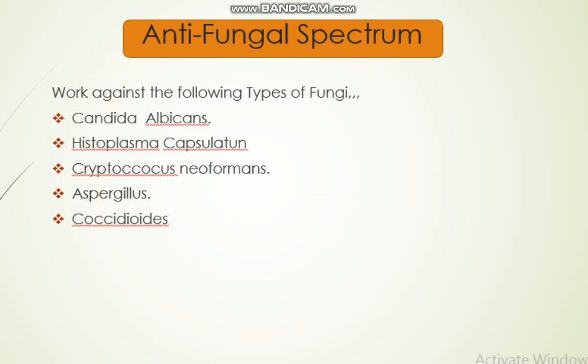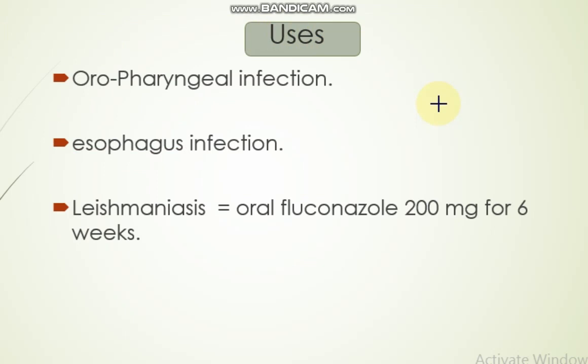The next topic is uses of fluconazole. Fluconazole may be used in oropharyngeal infection, esophageal infection, and for leishmania infection, which is known as leishmaniasis. It is used orally, at a dose of up to 100 milligrams for 6 weeks for the treatment of leishmaniasis. So that's all about fluconazole.